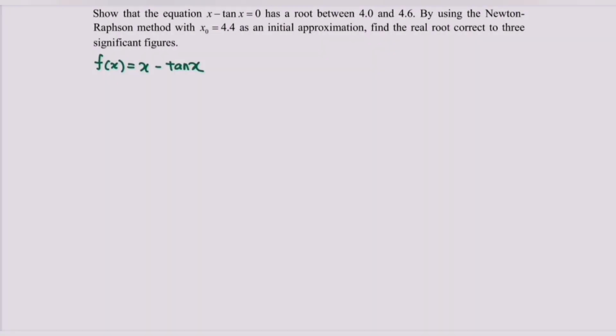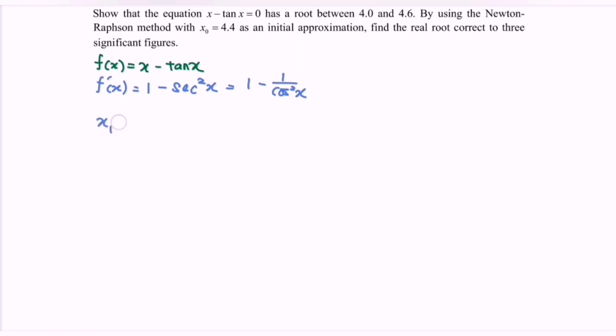Continue. In order to use the Newton-Raphson method, what we have to do is find the first derivative of the function. Differentiate x and we will have 1, differentiate tangent x and we will have secant square x, which equals 1 minus 1 over cos square x. So kindly substitute.